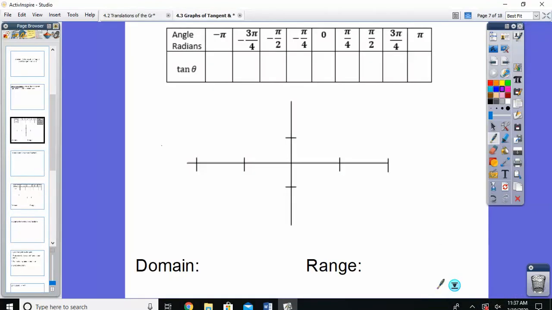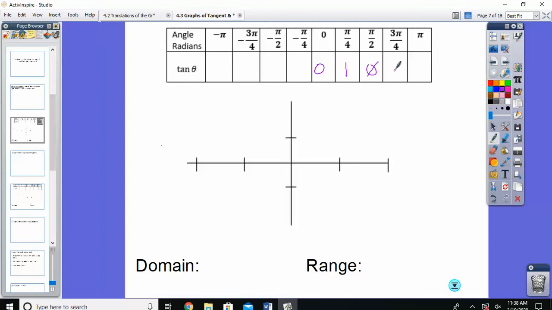Tangent is a little bit different, and we will talk about why. But let's go through these. Let's just start at 0. It's kind of in the middle of our graph. But tangent of 0 is 0. Pi over 4 is like 45 degrees, and tangent is 1. Pi over 2 is 90, tangent of 90, undefined.